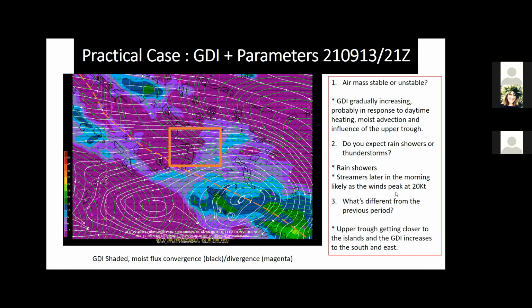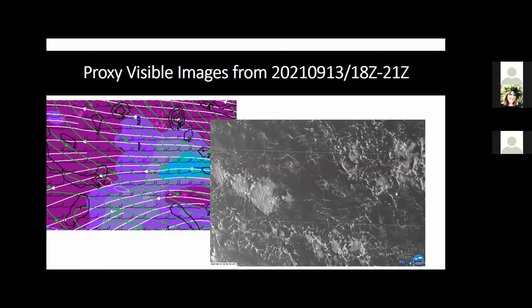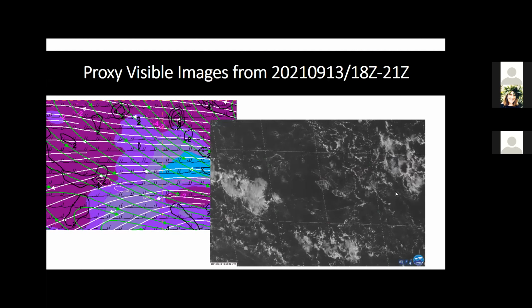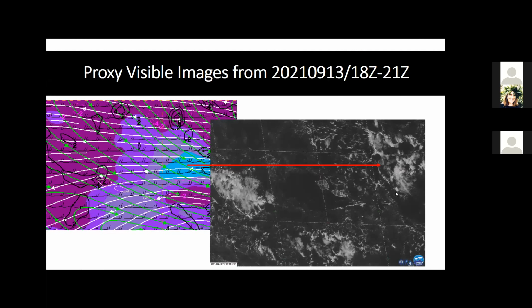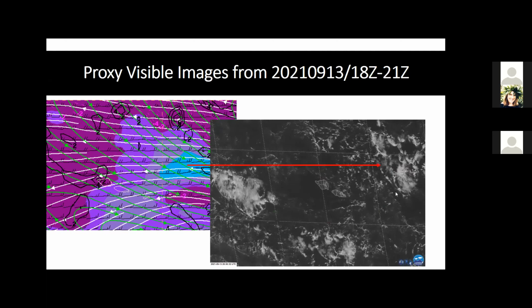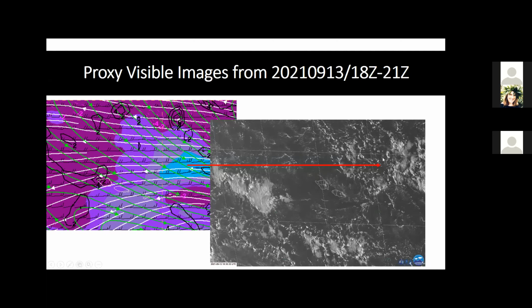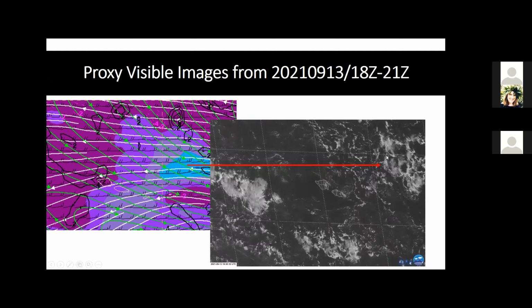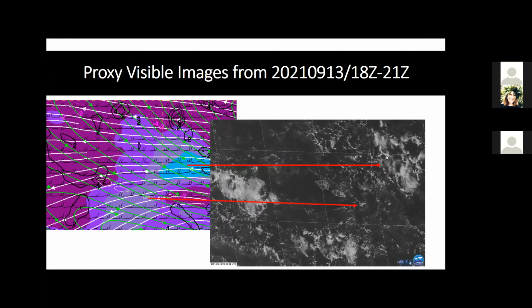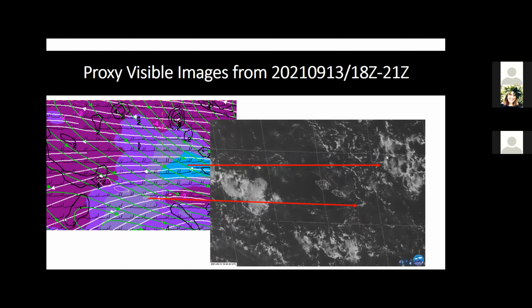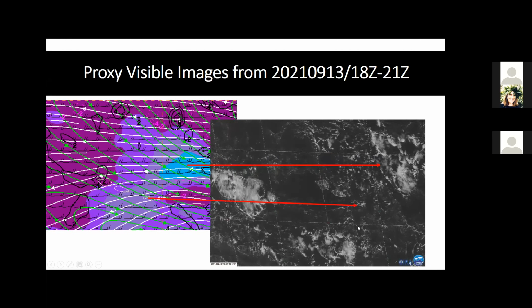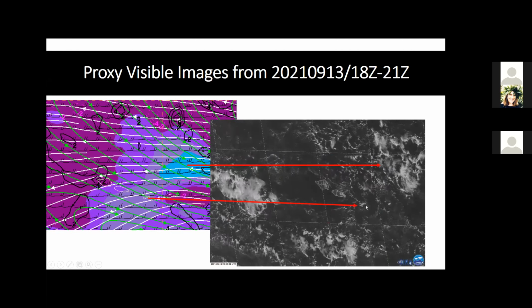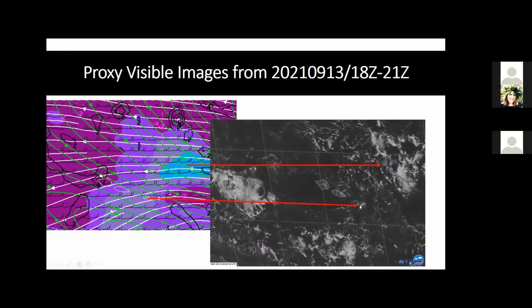The main difference from the previous period is that the trough is getting even closer to the Samoas. Notice the deeper instability, and we're seeing more white tops to the east approaching the islands. And notice we're starting to see some streamers developing off American Samoa.